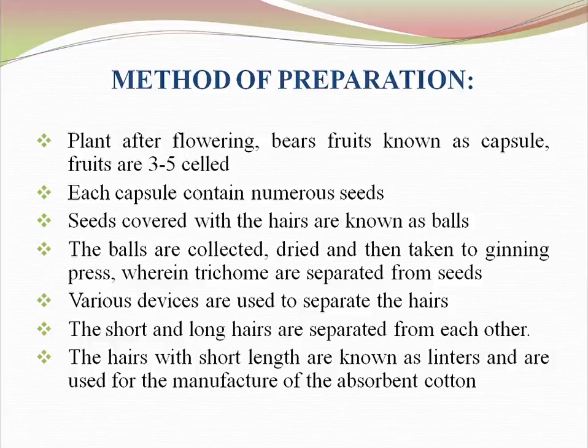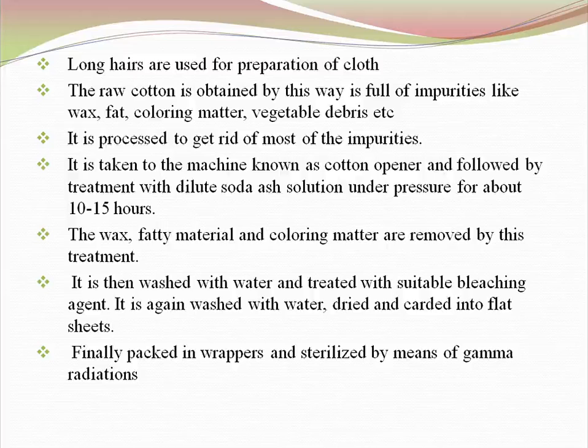Then there are two types of hair that are present in these cotton balls. One is short and one is long. The hairs with short length are known as linters, and they are mainly used for the manufacture of absorbent cotton. And the long hairs are used for manufacture of garments which we wear. Okay, the cotton garment. So raw cotton which is mainly found is full of impurities like wax, fat, so it has to be processed. So how we can process it?